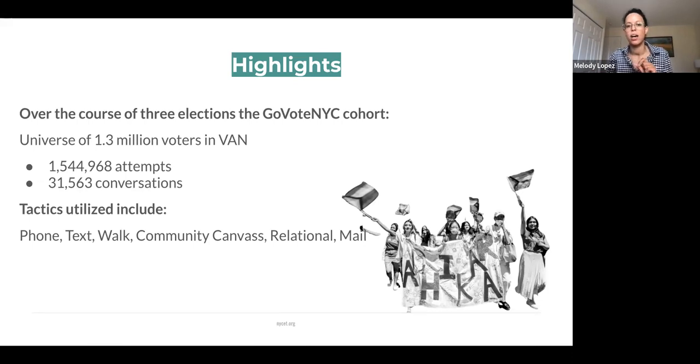One is community canvas, which actually is just a metric that was utilized by one organization, United Neighborhood Houses. They had a really interesting program where it was very site-based with their network of organizations that they work with, getting pledges to vote from folks who came in on site at certain particular locations.